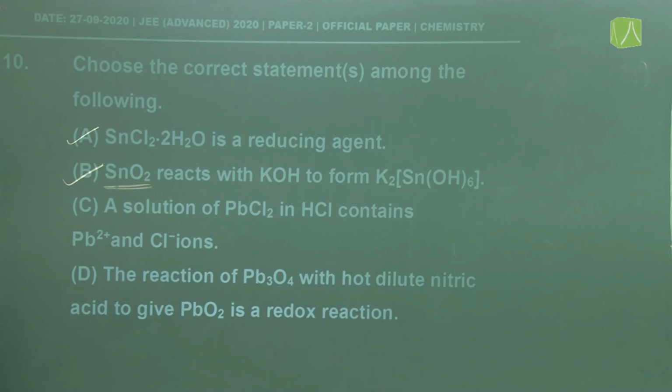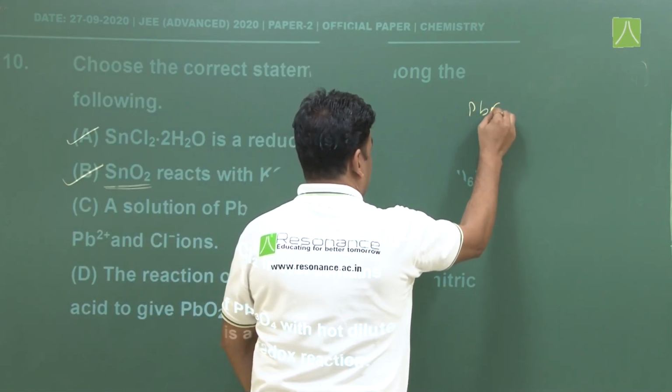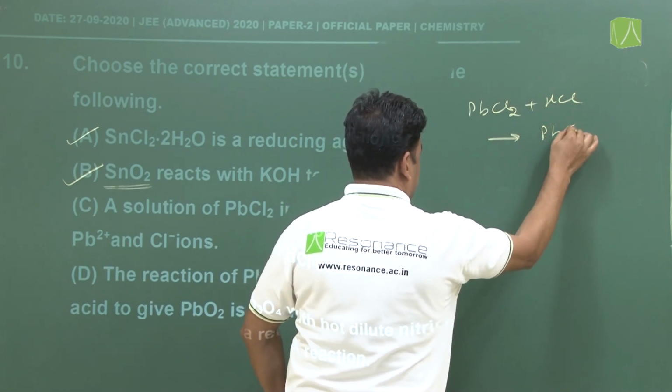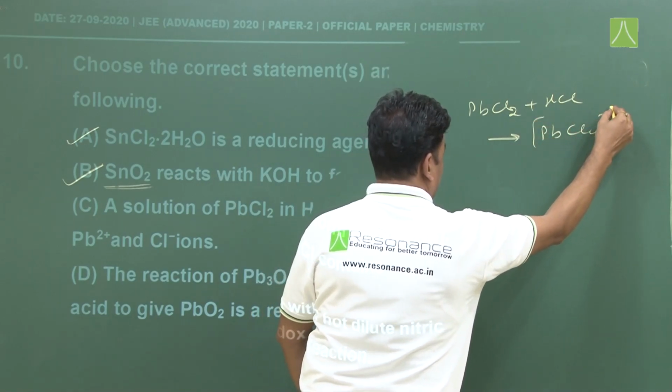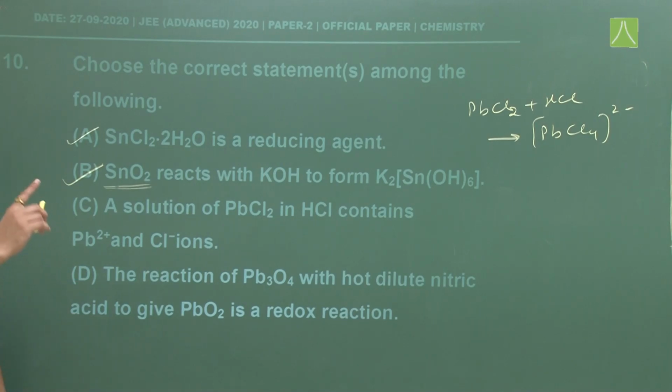A solution of PbCl2 in HCl contains Pb2+ ion and chloride ion. That is not correct because PbCl2 itself is a precipitate, but PbCl2 in HCl will get dissolved. So PbCl2 plus concentrated HCl gives this complex of lead with chloride, the tetrachloridoplumbate complex. So it will not contain Pb2+ ion and chloride ions. So this is an incorrect option. A and B are correct, but C is incorrect. The solution will contain tetrachloridoplumbate ions.